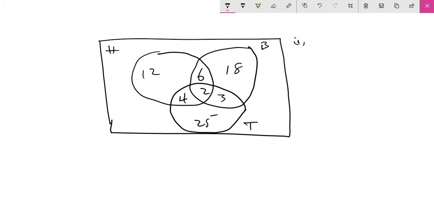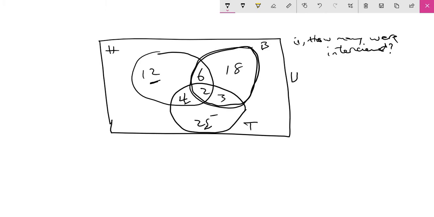So 1, how many women were interviewed? Now to find how many were interviewed, meaning we're supposed to basically find, and there's no one outside these three subsets, so the entire universal set is basically contained within these three circles. Alright, so to find the total, we actually take one circle, sum it, and then add to the three numbers that are outside of it, and that will give us the total.